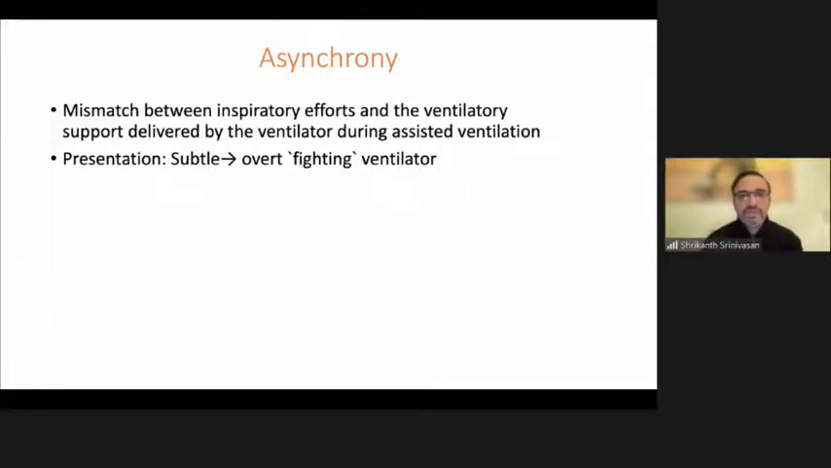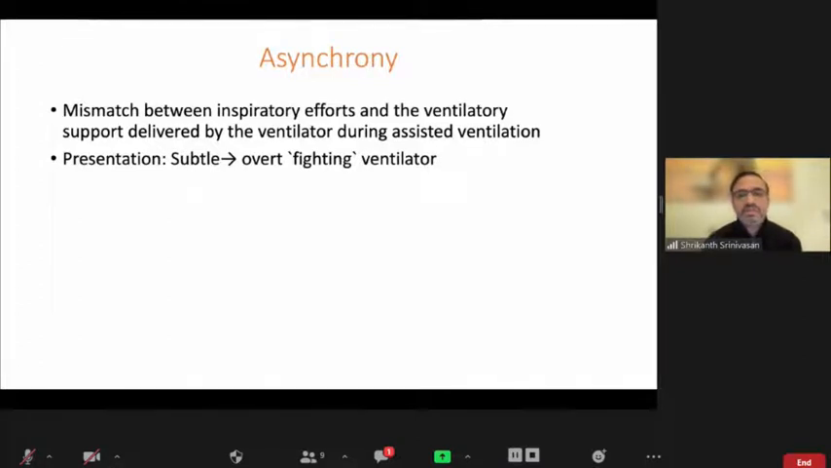The presentation at the bedside can be very subtle, such that you can only see it on the waveforms, or it could be overt: the patient is grossly fighting the ventilator, absolutely tachycardic, sweating, red-faced, thrashing around, and you can see the alarms ringing all over the place. So this could be the entire spectrum of presentation.